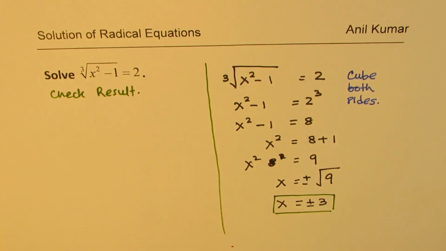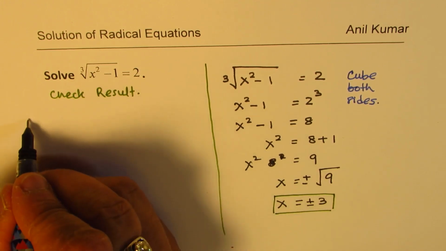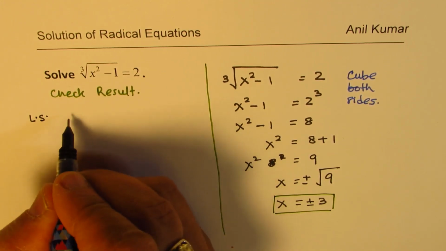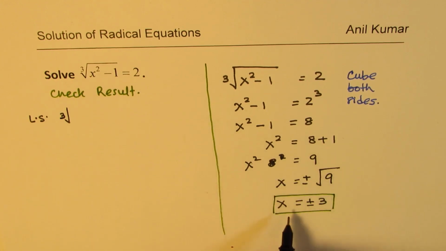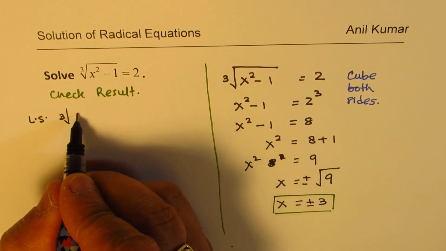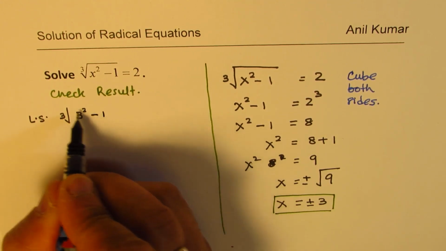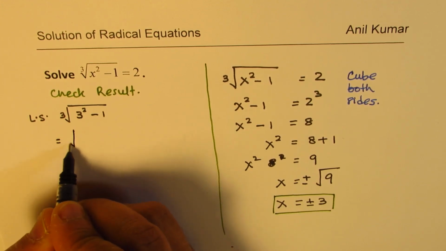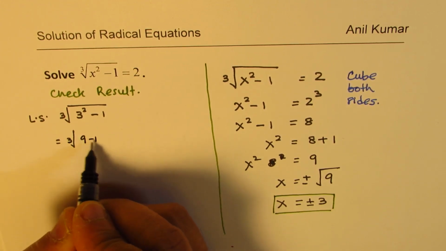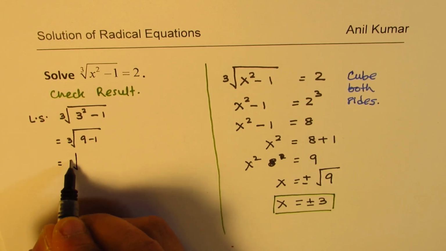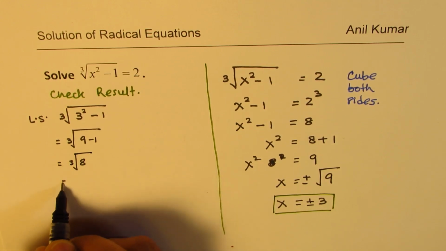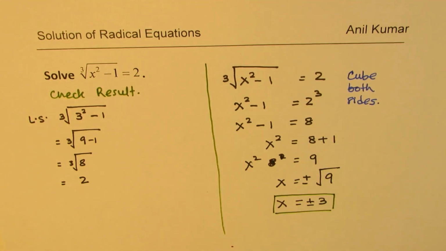So let's check our result if it is really correct or not. So left side is basically cube root of, let's check for plus 3. So if we write 3 square minus 1, we do get cube root of 9 minus 1, which is cube root of 8, which is equal to 2. So that is correct.